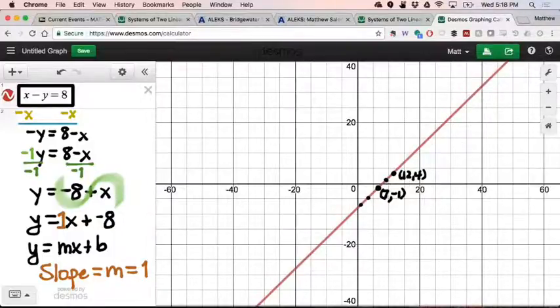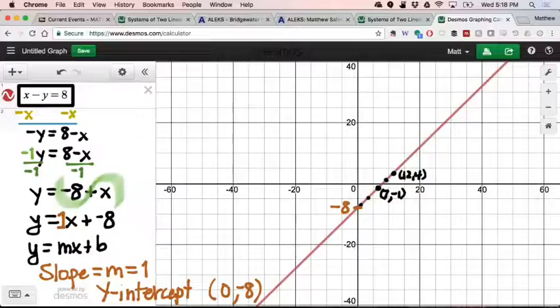What does this negative 8 right here tell us? It tells us the y-intercept, which we can verify looking at the graph that we have over on the right. Y-intercept is negative 8 is the y-coordinate, and of course 0 is the x-coordinate, because that's true of a y-intercept by definition. So that negative 8 is right there. That's the point at which this graph crosses the y-axis.